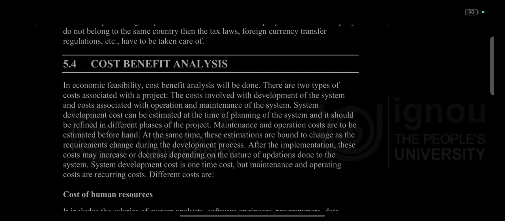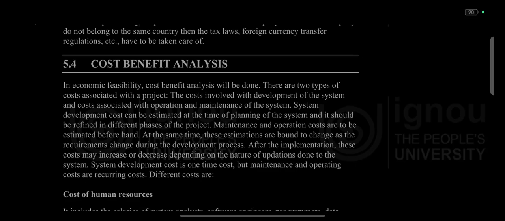Cost benefit analysis. In economic feasibility, cost benefit analysis will be done. There are two types of costs associated with a project: the cost involved with development of the system and costs associated with operation and maintenance of the system. System development cost can be estimated at the time of planning of the system and it should be refined in different phases of the project.